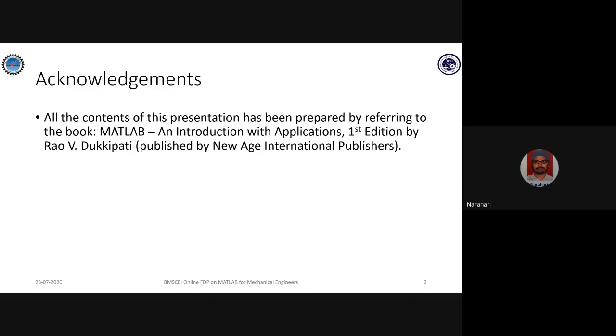The contents are from a book by Rao V. Dukkipati, MATLAB, An Introduction with Applications. It's a really nice book. If you can procure it, can lay your hand upon it, you should consider going through this one for nice practical applications of MATLAB in the mechanical engineering domain.